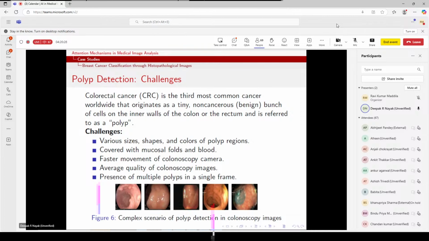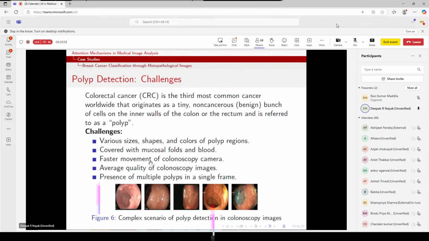Polyps are very important because they are closely related to colorectal cancer, which is the third most common cancer worldwide, and it always starts from polyps, which are tiny, non-cancerous bunches of cells. You will always find this kind of polyps in the inner wall of the colon. They are very difficult to identify, and the miss rate by doctors is so high. So why is it very challenging, and why is the segmentation of polyps challenging?